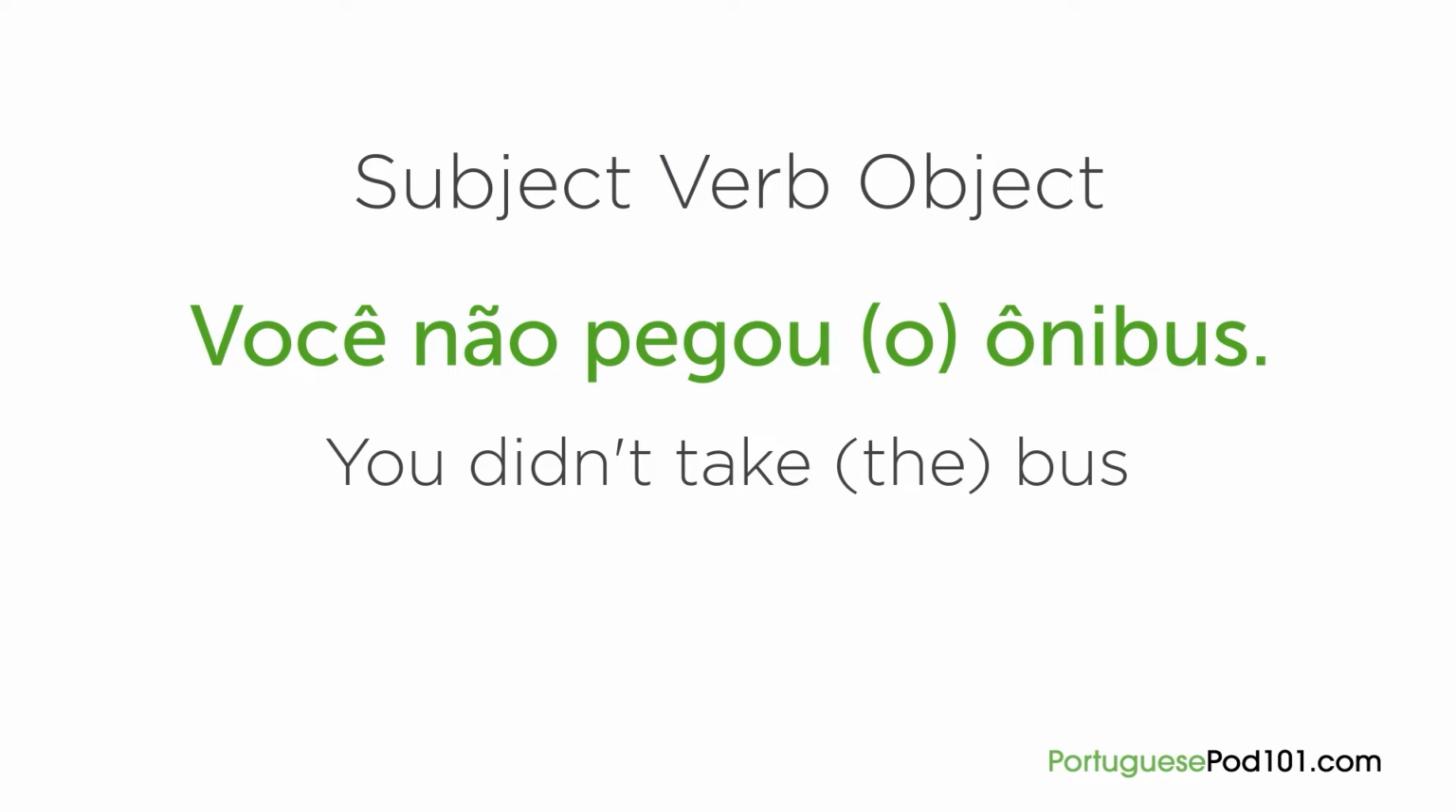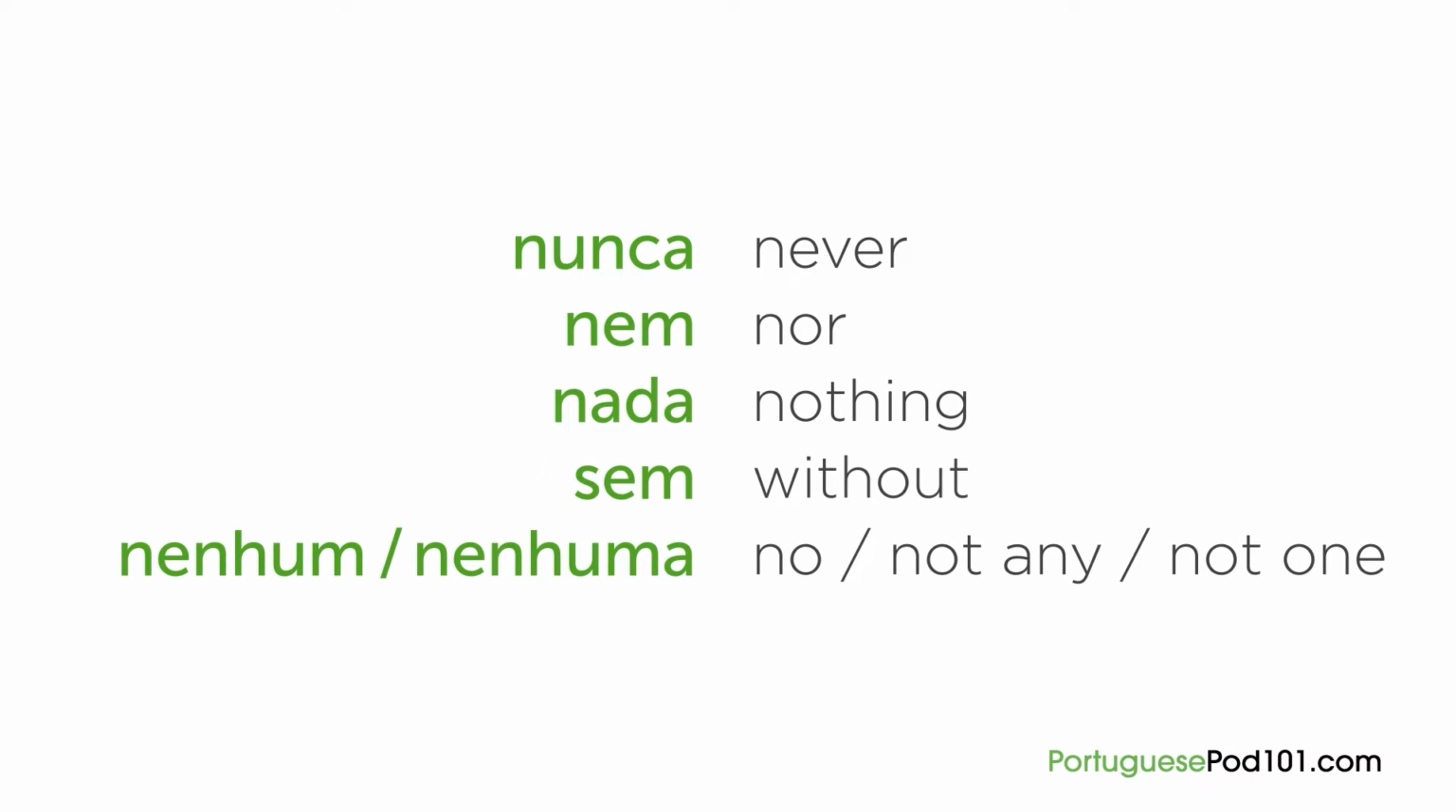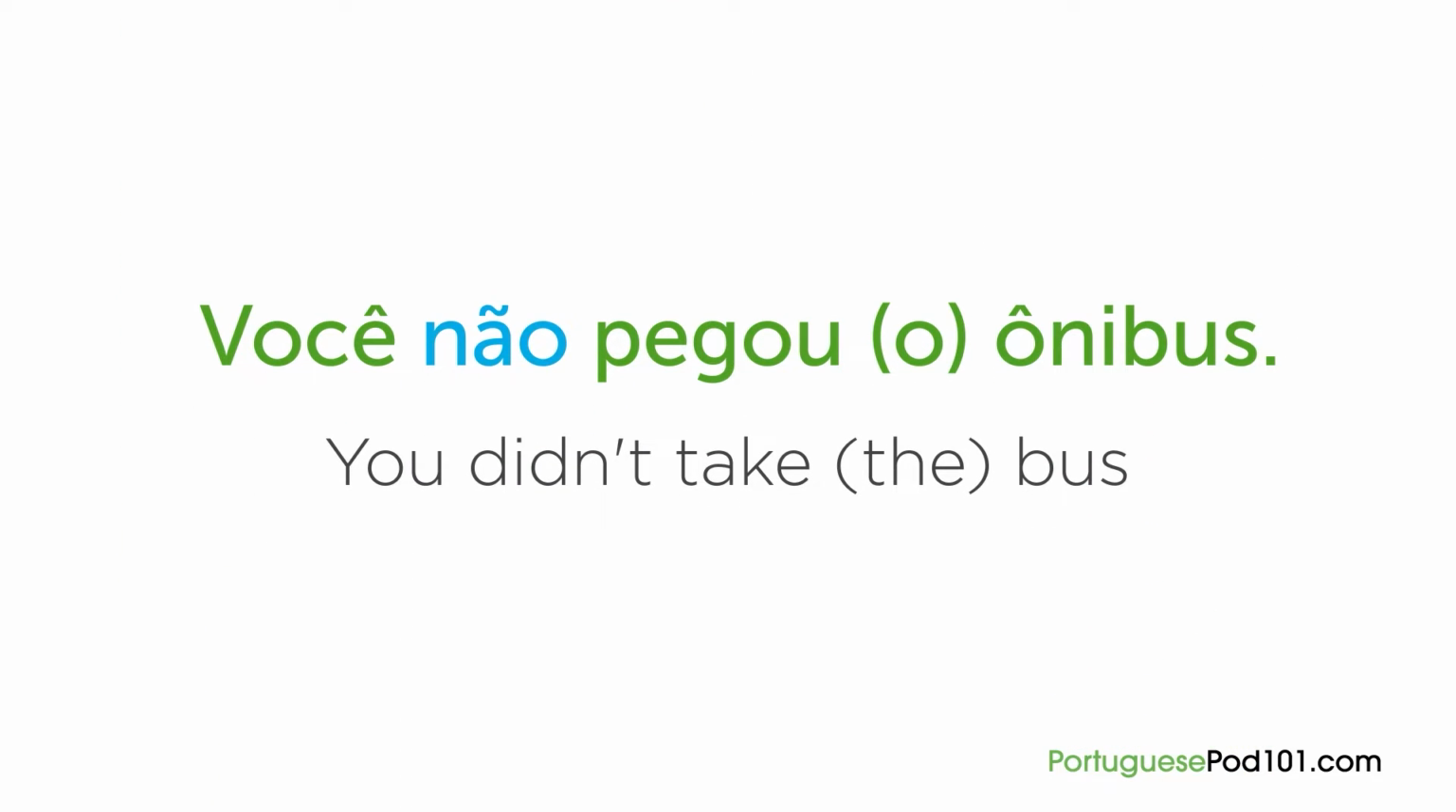So we have the negative sentence. Você não pegou o ônibus. Basically, there are no different rules for these negative sentences. Just place the negative word não before the verb and keep the word order. There are also other negative words in Portuguese, such as these. Nunca, nem, nada, sem, nenhum, nenhuma. Negative words in Portuguese may follow different rules and be placed differently. For now, just stick with não before verbs, and you'll do just fine.